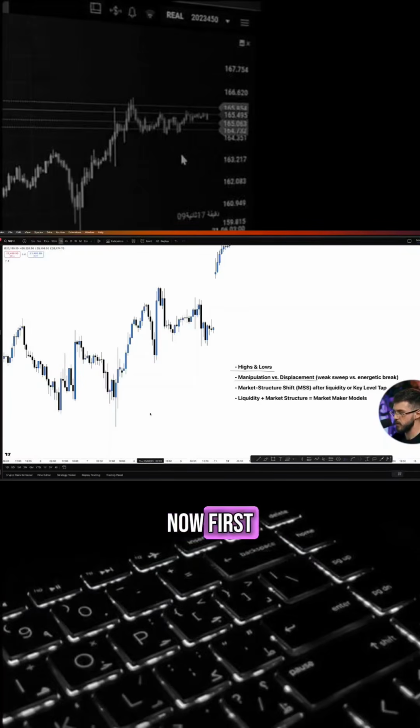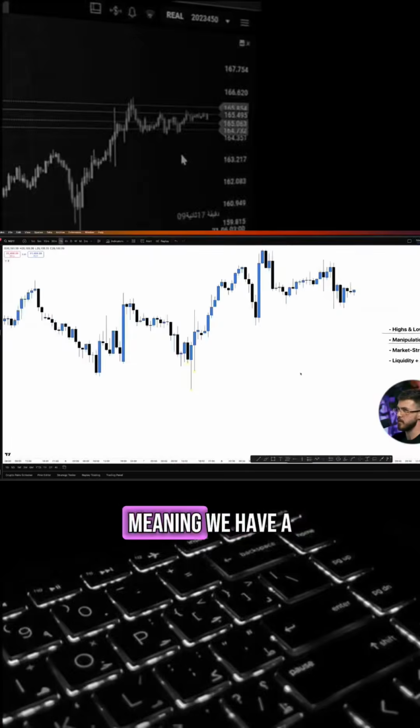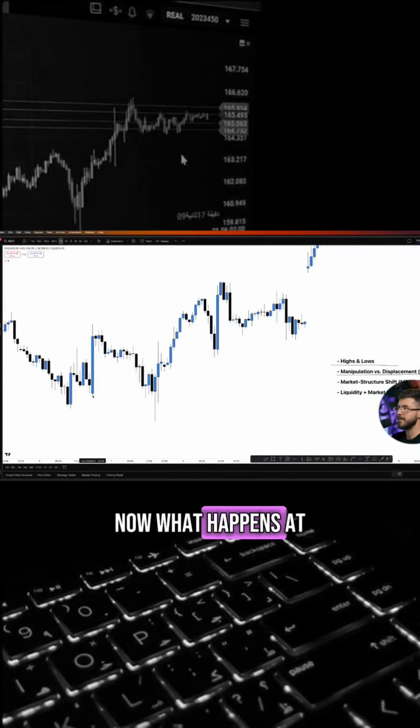to. Now, first, I want you to take note of what classifies as a high or a low. In this example, I want you to pay attention anything that has a higher low on either side of it, meaning we have a 3-candle formation. This candle is the lowest low. We have higher lows on either side. That is considered a low. And then anything that has a lower high on either side of it, well, that candle is considered a high. Now, what happens at highs and lows tells you everything that you need to know.